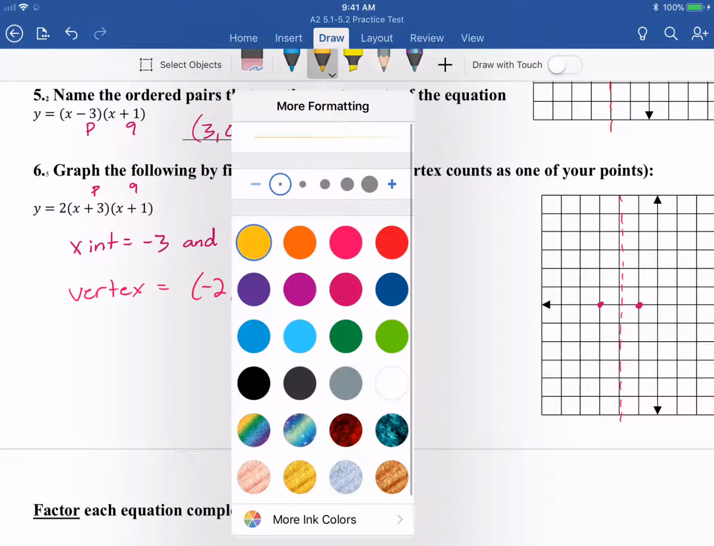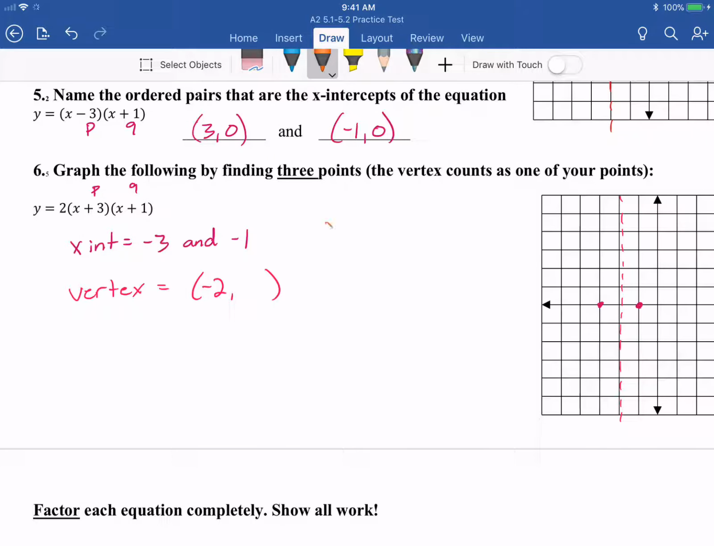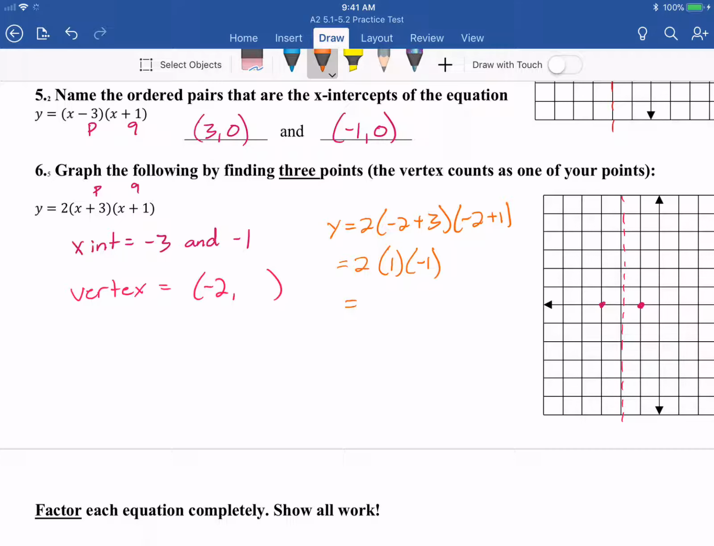So all I have to do here is plug that guy in. So let's look. I'm going to plug in -2. So I get y equals 2 times -2 plus 3, and -2 plus 1. Go through, plug this guy in. So -2 plus 3 is 1. -2 plus 1 is going to give me -1. So I look through here, 2 times 1 times -1 is going to be -2. So I know my vertex is going to be -2, -2. So -2, -2 is right here. Those are all your 3 points that you need. Go through, connect those guys, and graph. Awesome. So here we go.